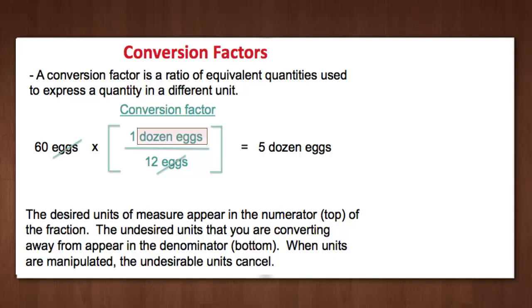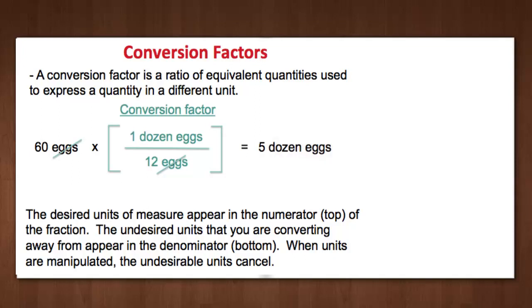The reason why this works is because the undesirable units will cancel out, be removed from the mathematics, and you'll propagate through the calculation only the desired units. Now here that's dozens of eggs, okay? Now when you're setting up a conversion factor, I always work to set up the units of measure first. I always put the undesirable at the bottom and the desirable on the top. The reason why I do that is it helps me keep track of the math, okay? Because after I write the units, I come in and I write these numbers.